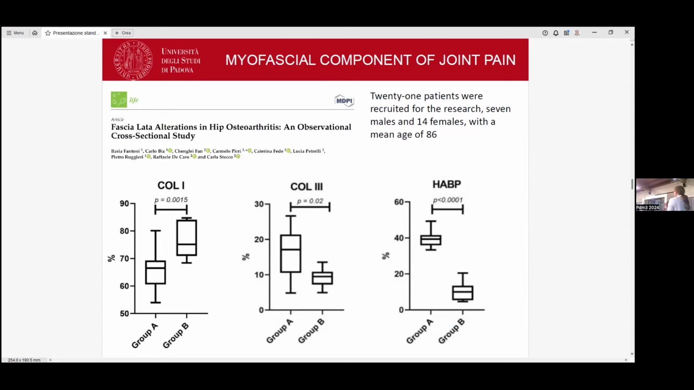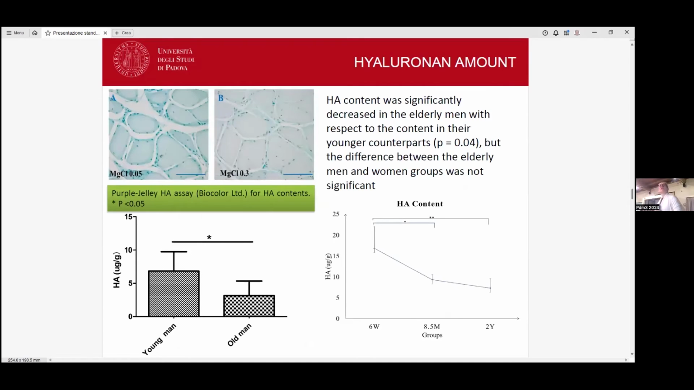So it means, we know that in patients with osteoarthritis, we have a decrease of the production of hyaluronan inside the joint. But this is the first study that suggests that the decrease of production is also outside the joint, in the fascia. And I'm surprised with respect to your study because we found an increased amount of collagen type 1. Also in aging, we found a similar aspect. Again, a huge decrease of hyaluronan, and here I have not reported the study of collagen, but we found an increase of collagen type 1.